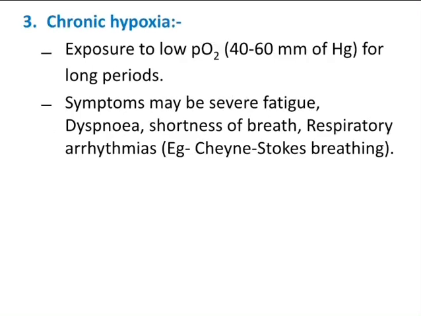Next is chronic hypoxia. The meaning of the word chronic is of long duration. So this happens when there is exposure to low PO2, that is, arterial tension between 40 to 60 millimeter of mercury, for long periods. And here the symptoms may be severe fatigue, dyspnea, shortness of breath and respiratory arrhythmia. For example, there is Cheyne-Stokes breathing, which we will discuss in a later part.